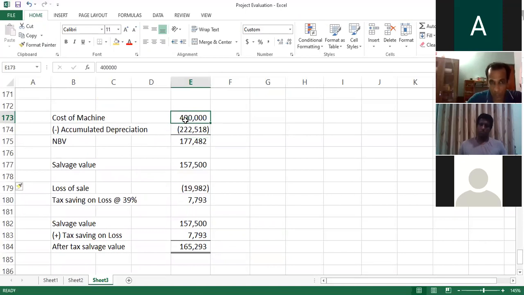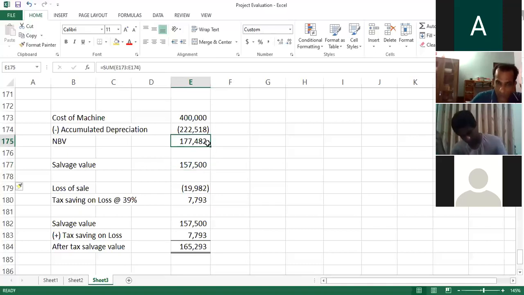The cost of the asset was 400,000. The total depreciation is 220,500. Means the net book value is this. According to the company's books, it is worth 177,000. But what is the estimated selling price? 157,000. An asset which is worth 177,000 according to the company's financial statements, they are going to sell at 157,000. So is that a profit or loss? That is a loss.